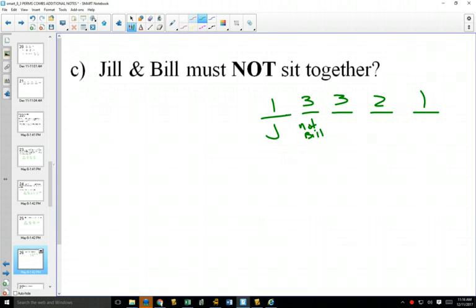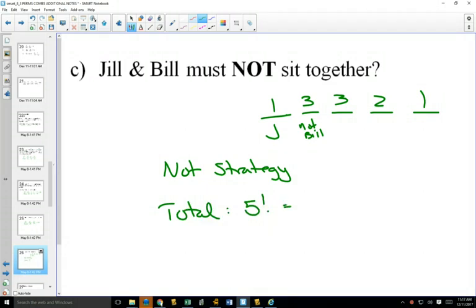So the strategy that is easier to use is the not strategy, and the not strategy comes into place when it's easier to count the bad things and subtract them from the total than it is to try to count the good things. In this case, the total is really easy, right? 5 people on a park bench, 120 ways.